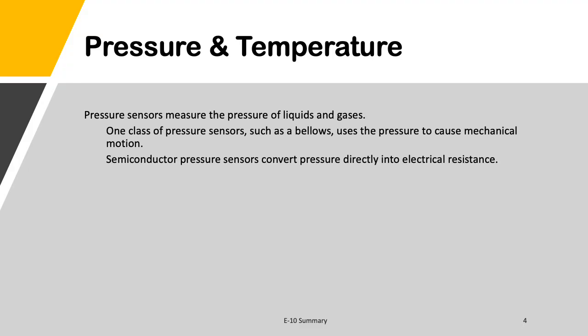Pressure sensors measure the pressure of liquids and gases. One class of pressure sensors, such as bellows, use the pressure to cause mechanical motion. Semiconductor pressure sensors convert pressure directly into electrical resistance.